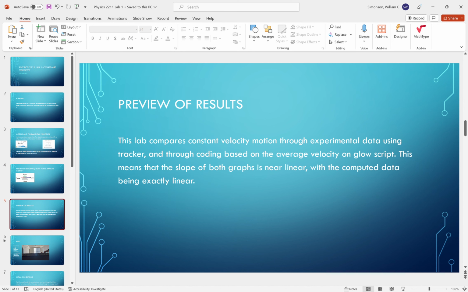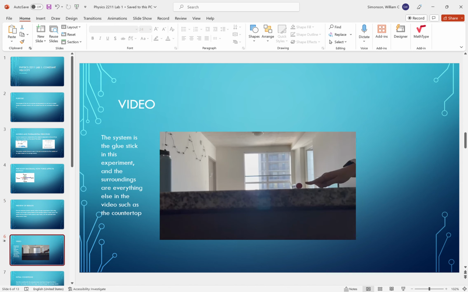A preview of results. This lab compares constant velocity motion through experimental data using Tracker and through coding based on the average velocity on GlowScript. This means that the slope of both graphs is nearly linear, with the computed data being exactly linear and the Tracker data being almost linear.